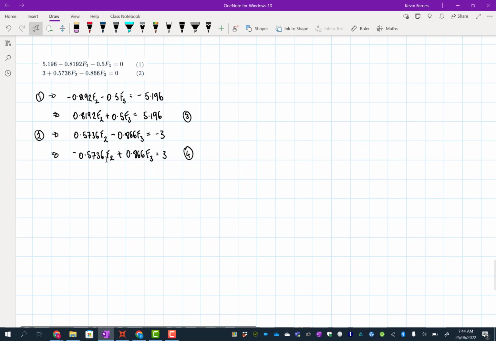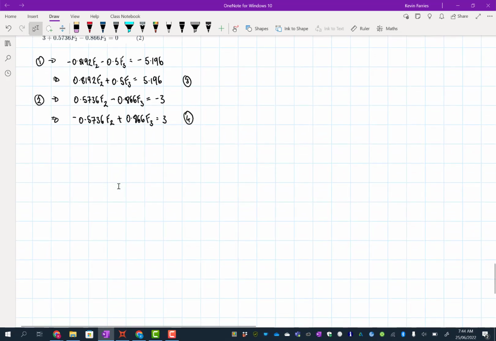So what I want to do is get one of those in terms of the other. So I want to try and trap one of them on one side and get all the numbers onto the other side. So let's do that. We'll see you on the other side of the fast forward again.